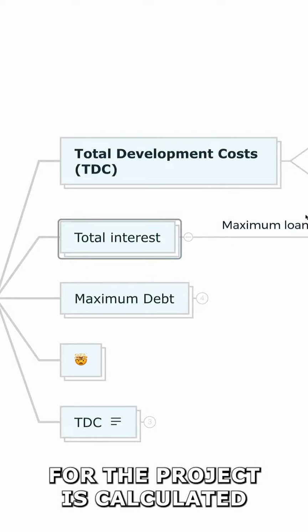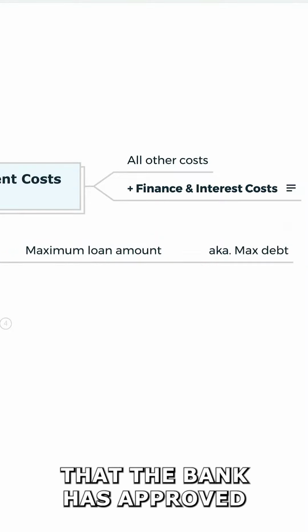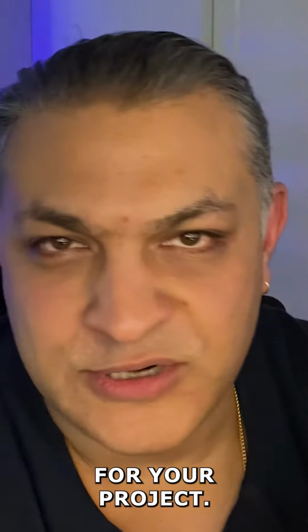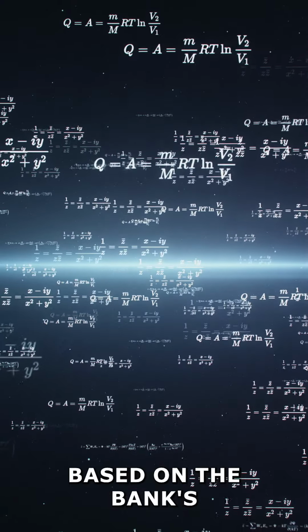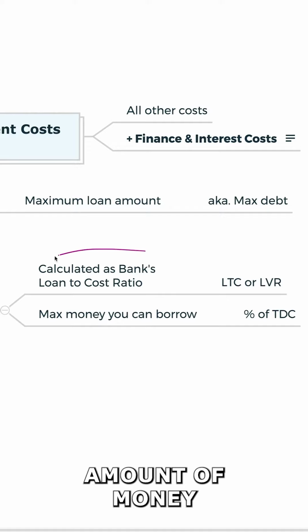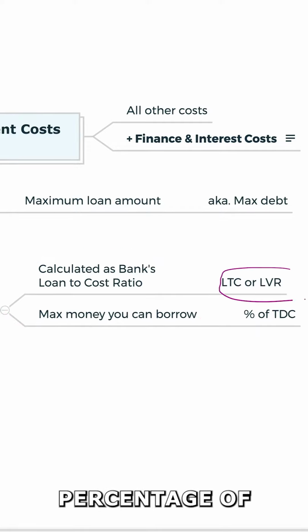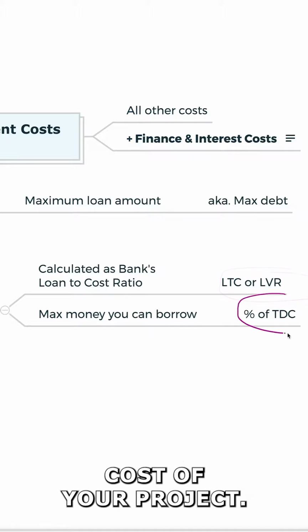The total interest for the project is calculated on the maximum loan amount or the maximum debt the bank has approved for your project. Maximum debt is calculated based on the bank's loan-to-cost ratio. That is, the maximum amount of money you can borrow depends on the loan-to-cost ratio. That is the percentage of the total development cost of your project.